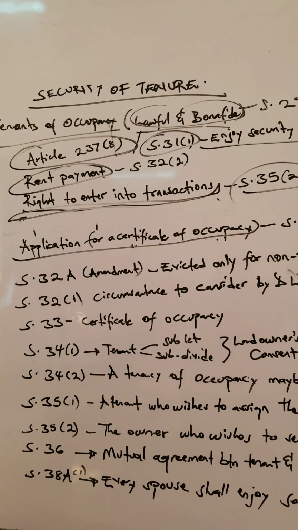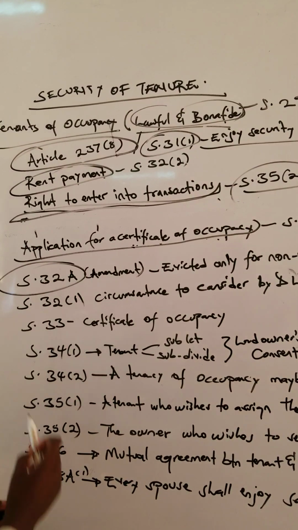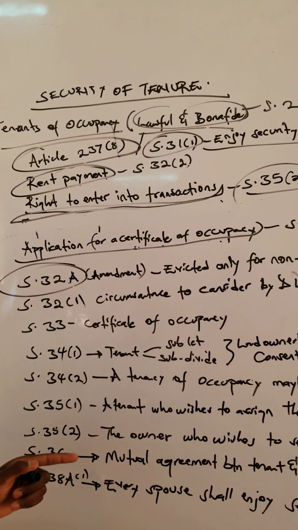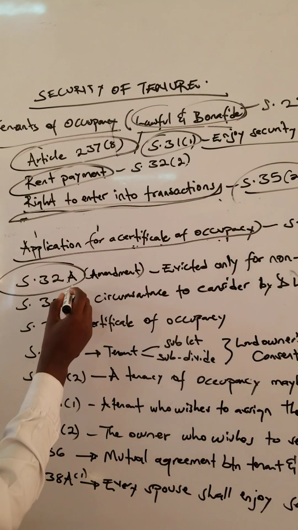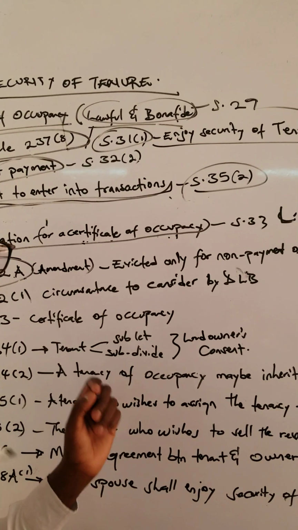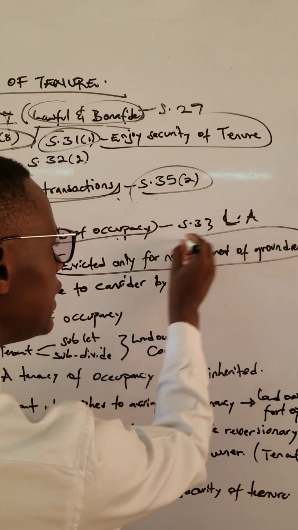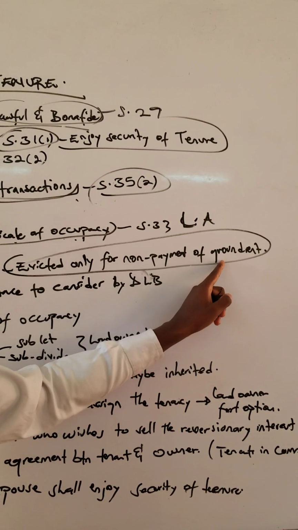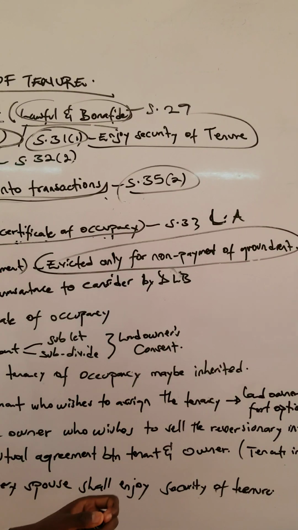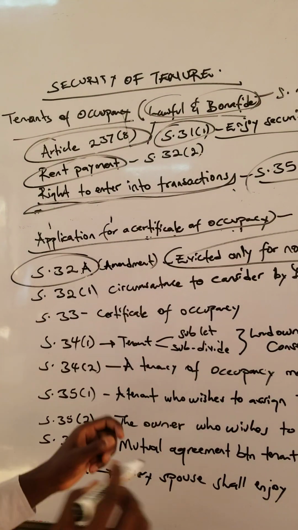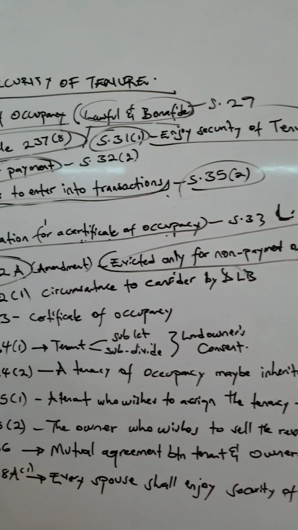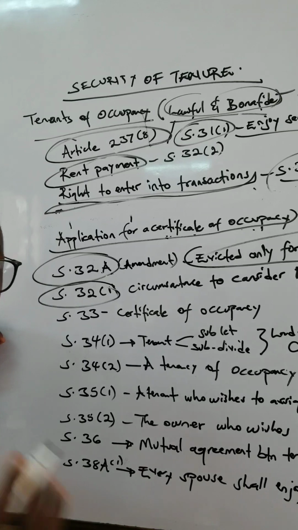When you read Section 32A, that is in the Land Amendment Act, so put that in mind. Don't look for it under the Land Act. It was added in the amendment. It talks about how tenants by occupancy may only be evicted for non-payment of ground rent. They can only be evicted for non-payment of ground rent. So put that in mind. They can only be evicted for the non-payment of what? Of rent.